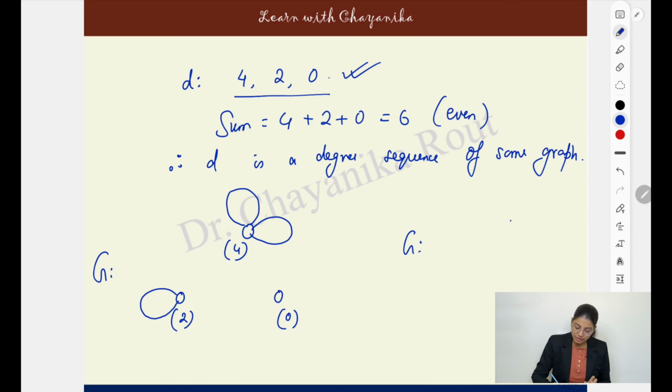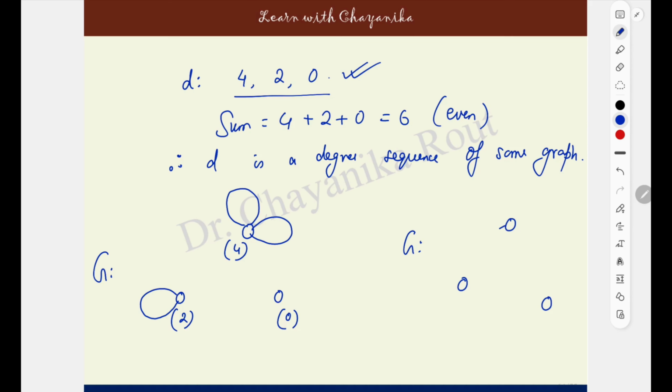Now I could have drawn another graph also by drawing multiple edges. For example, I could have drawn 2 multiple edges here and a loop here, so that the degree value of this vertex would be 2, it is 0 and this is having degree 4.